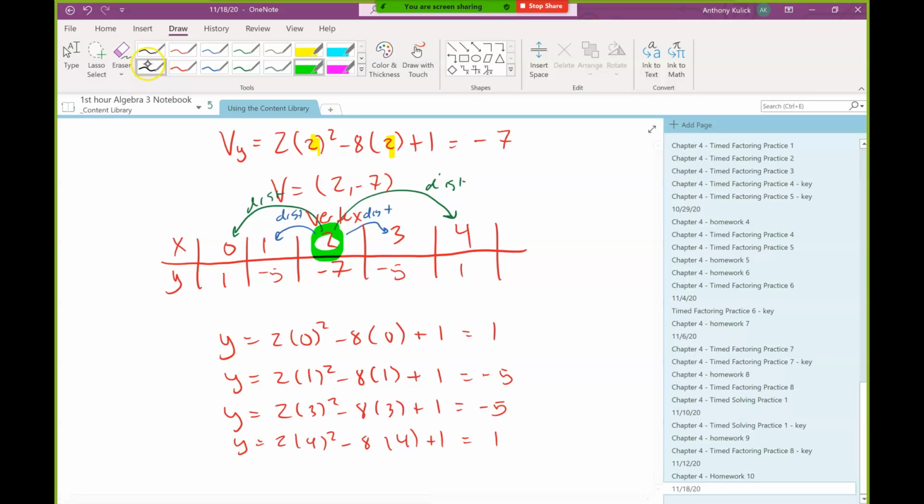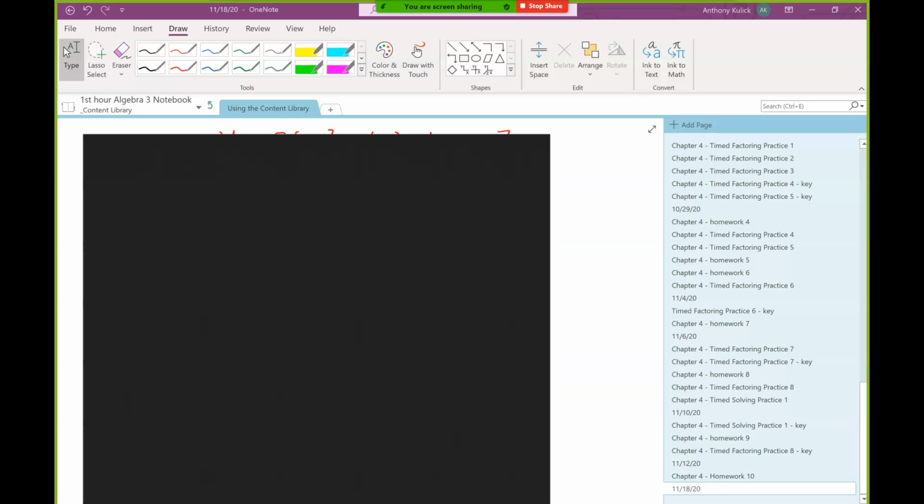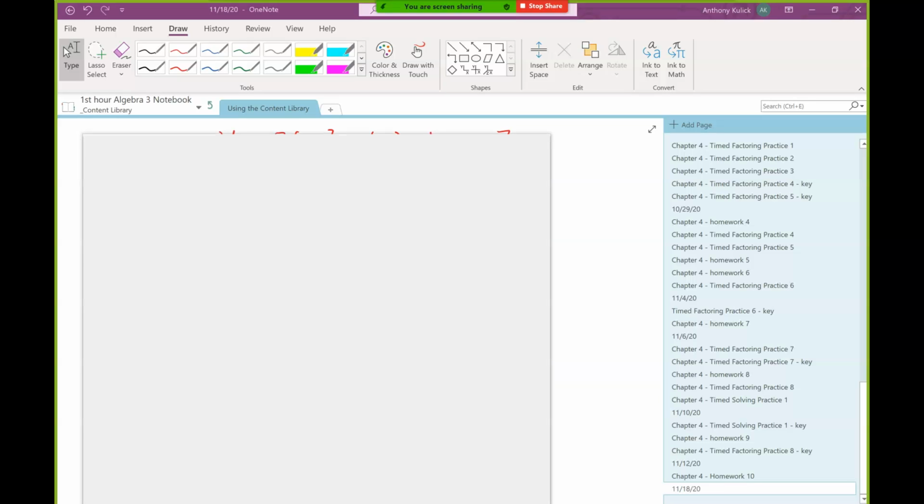But if you're using whole numbers, I just spilled my soda pop on my board. Hold on for a second. I've made a big mess.